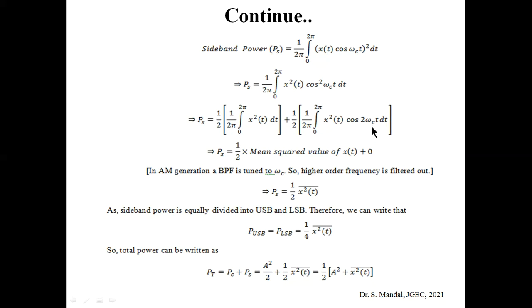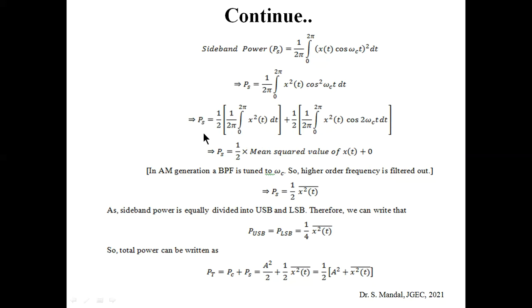Here you can see that cos 2 omega c denotes the higher frequency term. That means 2 omega c is a very high frequency component. Later, we shall observe that in AM generation, a band pass filter is used, and this band pass filter is tuned at center frequency omega c. That means the higher frequency will be filtered out, so this portion will become 0.